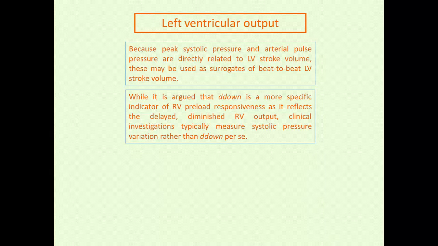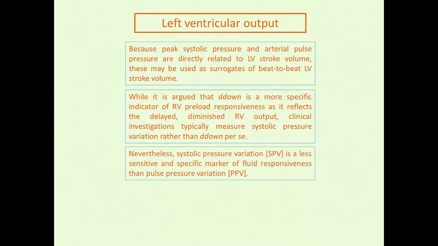volume responsiveness, and it may be partially because the systolic pressure variation, while it's taking into consideration D down, is also taking into consideration D up, which is probably a little bit less specific in terms of predicting volume responsiveness, and the reason for that we'll get into in a few slides. And that's what I just mentioned here.